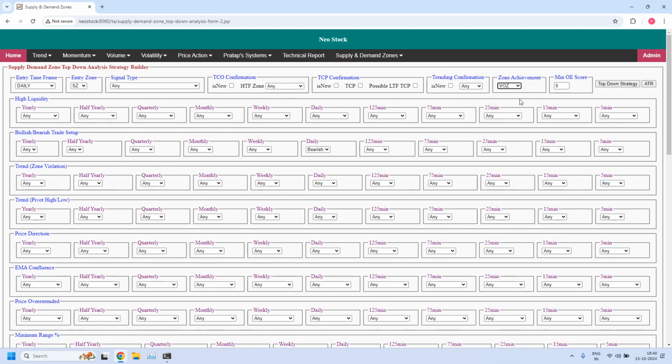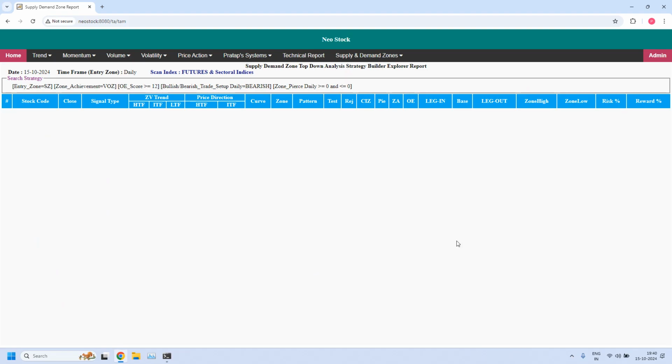Zone achievement violated opposing zone, minimum odd enhancer score is 12. All the three filters are applied to daily supply zone. Let's verify. So currently no stocks are filtered. That means we don't have any bearish trade setup monthly income trades.